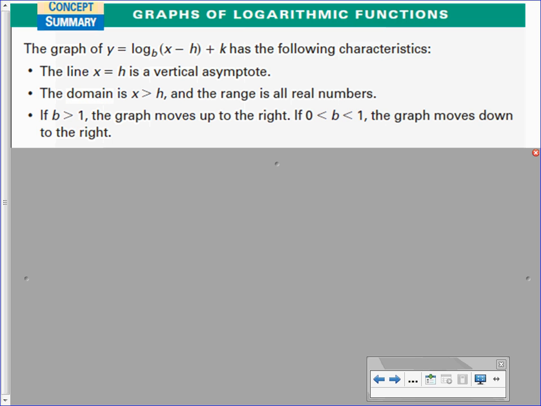And then the other part is whether it's going to be moving up and right or down and right. If your base, the b value, is greater than 1, it moves up and right. If b is between 0 and 1, it goes down and right, and we have no negative bases. Okay? So that's what basically every one of these graphs is going to look like. Not so scary?